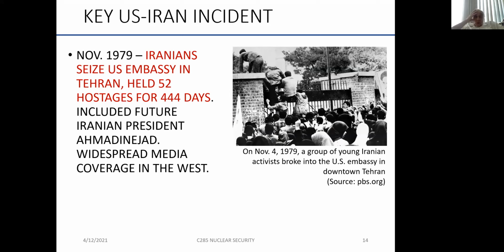Widespread media coverage in the West. Remember, an embassy is sovereign territory of the foreign country, so they're actually invading the United States by doing that. And of course, Carter was very concerned that the 52 hostages would be executed, which would have been an absolute catastrophe. Instead, they were just held for 444 days, so over a year in captivity, and many efforts by Carter to negotiate a release of the hostages failed.